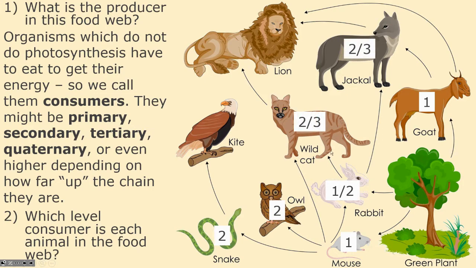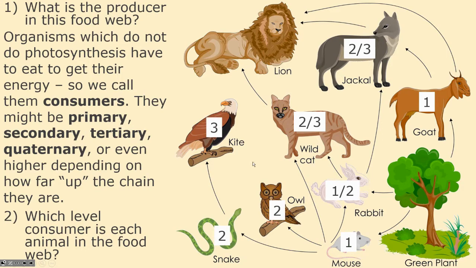The wildcat and the jackal, they have two levels as well. They are secondary and tertiary consumers, because our rabbit can be a primary consumer. So if the wildcat eats the rabbit, thinking of it as a primary consumer, then it's a secondary consumer. But if we say, okay, this mouse has eaten some green plants, then this mouse gets eaten by a rabbit, so there's primary, there's secondary. If we think about the wildcat, then the wildcat would be a tertiary consumer.